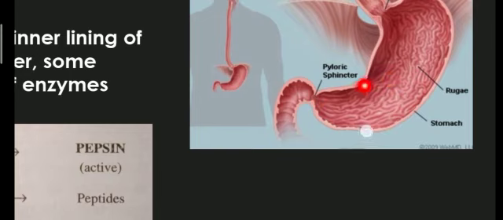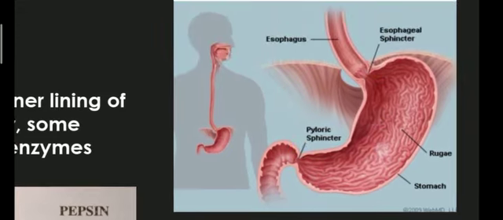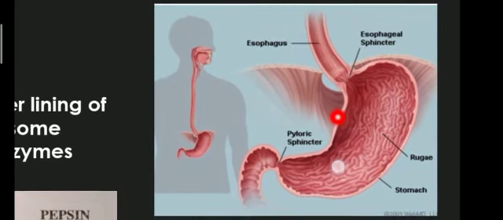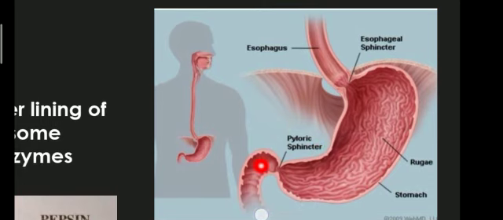Now you can see here a sphincter is present, known as the pyloric sphincter, and here is a sphincter known as the esophageal sphincter, which prevents the backflow of food to the esophagus, and here it prevents the food from moving to the next organ.